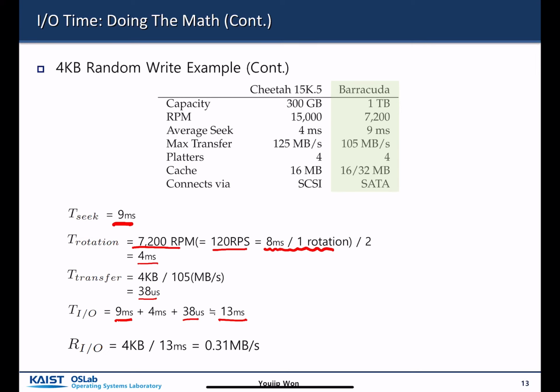So for transferring a 4 kilobyte data block, the speed corresponds to 0.31 megabytes per second, which is about half of the Cheetah drive. This is the reason why server vendors or server systems purchase the a lot more expensive but a little bit faster disk drive. Time to perform random I/O.